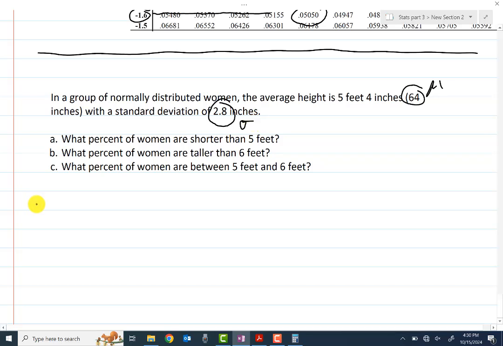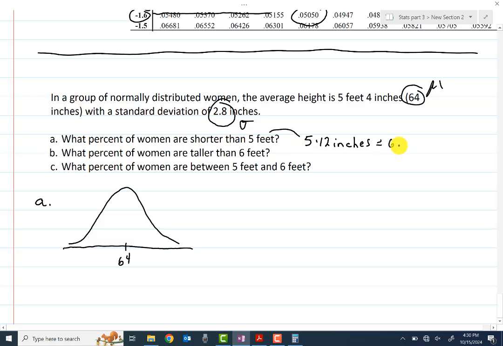So let's start with A. I'm going to do my same process. But this time, this is the real life situation, so I'm putting in the mu that they give me. And 5 feet, 5 times 12 inches equals 60 inches. So we want shorter than that. So let me put the 60 on here. That means I'm shading to the left of it.